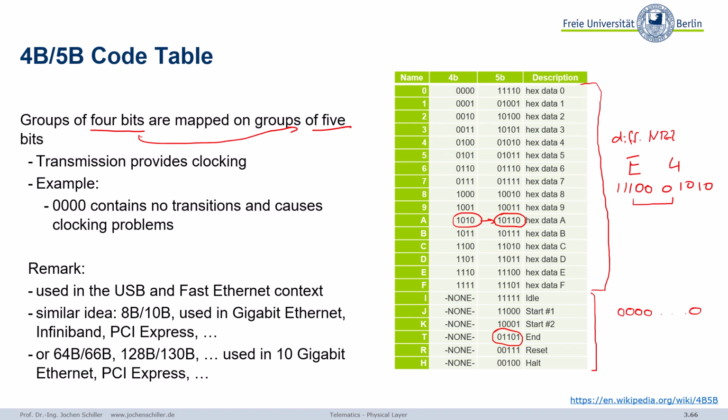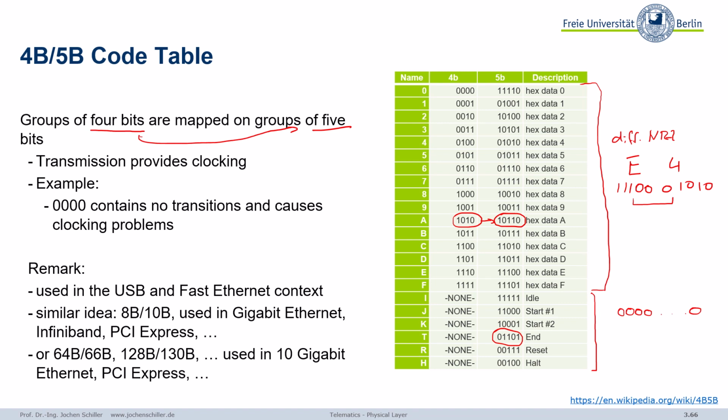So that's the idea. And this was introduced with a technology called FDDI, Fiber Distribution Data Interface, in the 80s, already offering 100 megabit per second at that time, pretty fast. And FDDI is not used anymore, but the ideas of 4B, 5B survived, used in USB, in fast Ethernet. Now, for example, 8B, 10B, gigabit Ethernet or PCI Express, or new versions use 128-bit mapped onto 130-bit. And this is used, for example, in 10 gigabit Ethernet and also PCI Express versions.